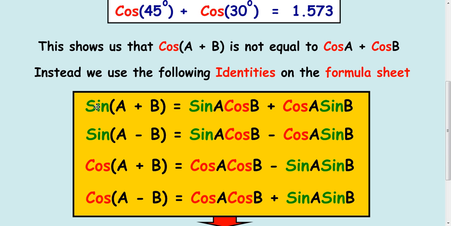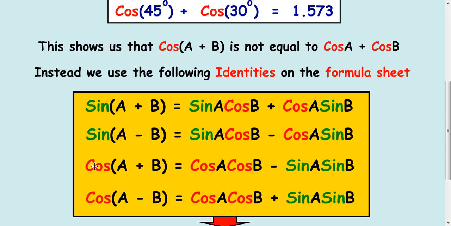Now, to expand the sine of a value plus another value in brackets, you just follow this expansion: sine of a cos of b plus cos of a sine of b. Sine cos cos sine, if you like, and the plus stays the same inside and outside the brackets. We also have sine of a subtract b, and it's the same idea: sine a cos b take away cos a sine b.